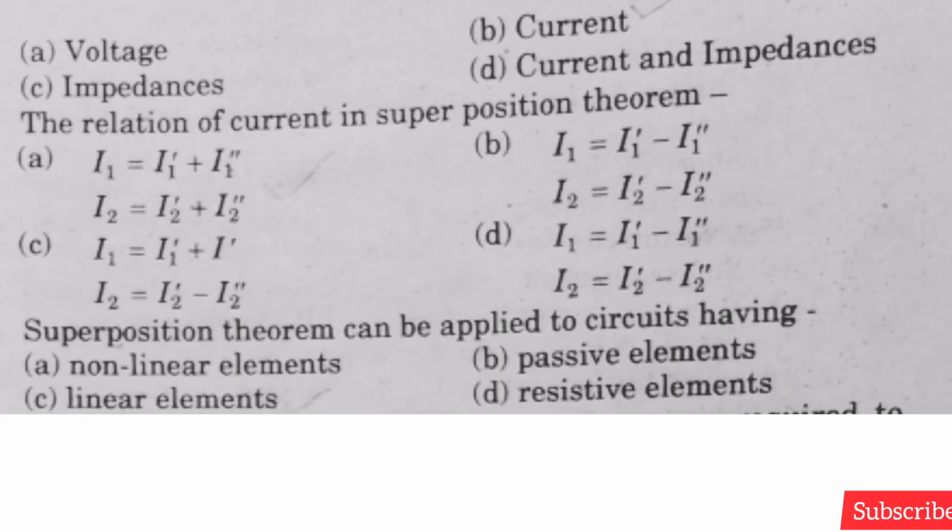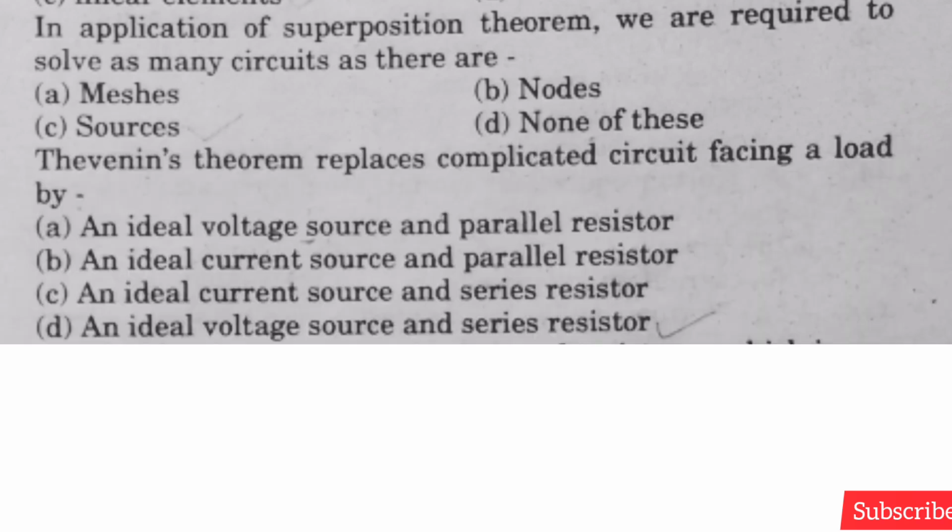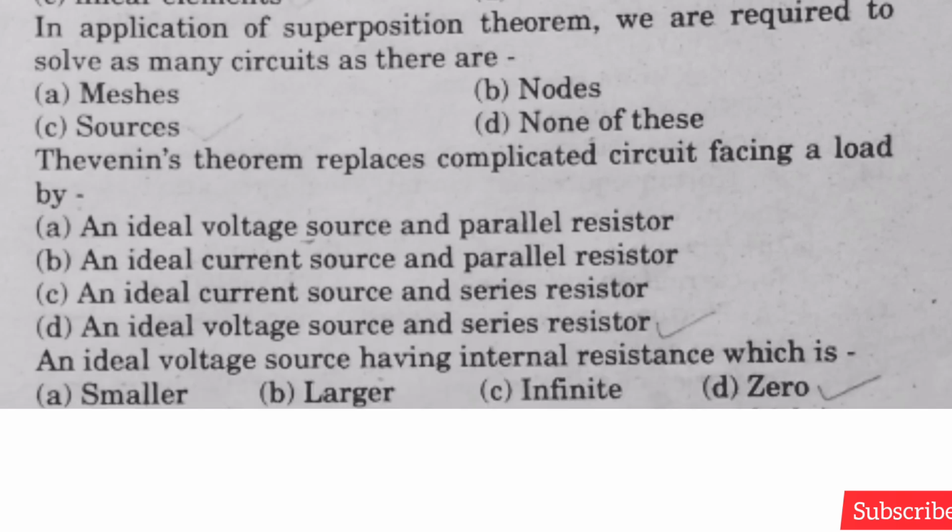Superposition theorem can be applied to circuits having linear elements. Option C is right. In application of superposition theorem, we are required to solve as many circuits as there are sources. Option C is right. Thevenin's theorem replaces a complicated circuit facing a load by an ideal voltage source and series resistor. Option D is right. An ideal voltage source has internal resistance which is 0.